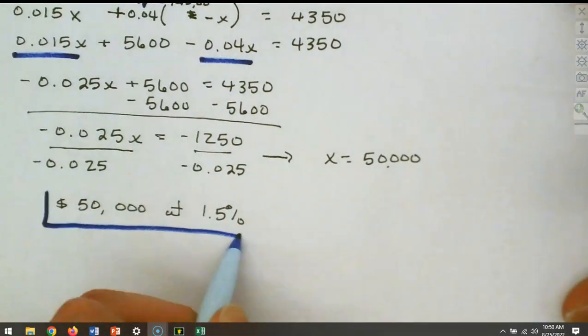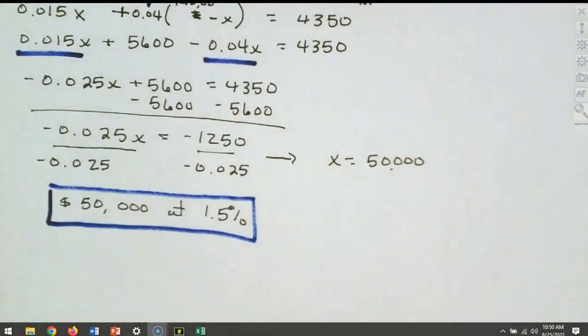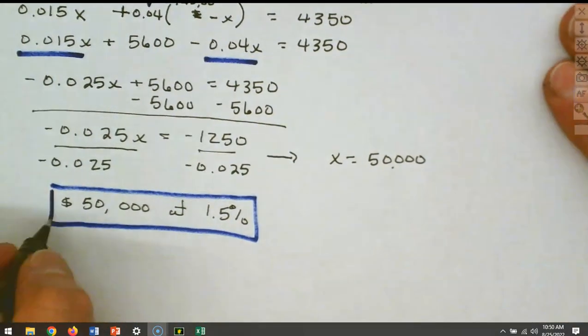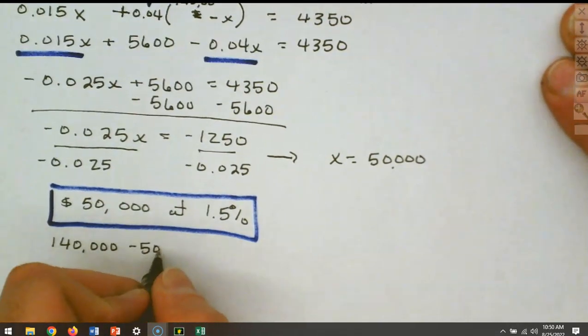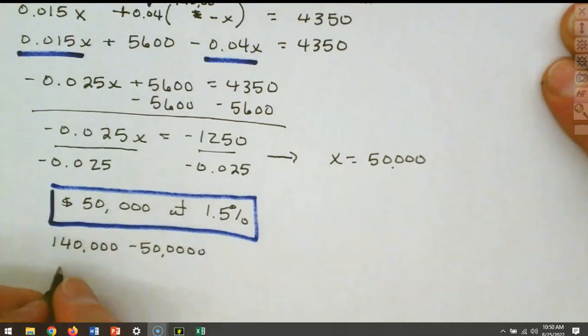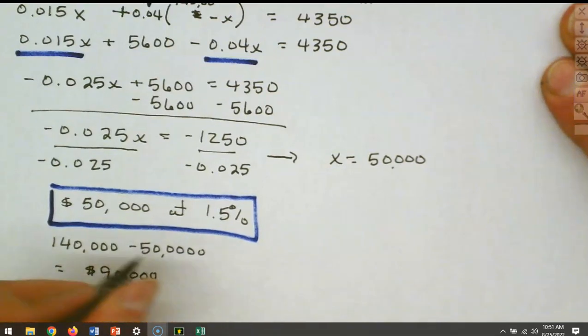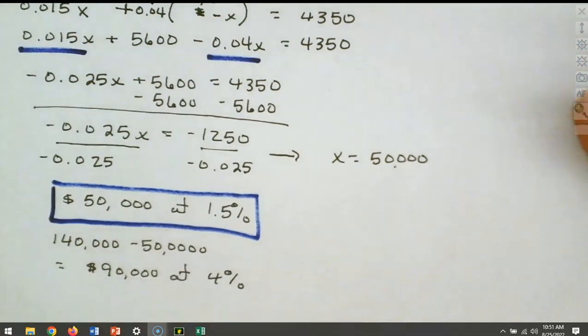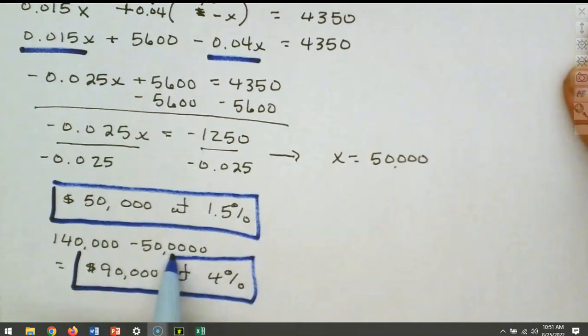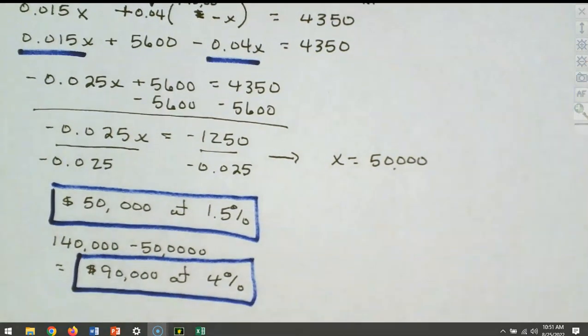And what about the other one? Okay, we need to get the other one, and the other one is the total minus x. So the other one is 140,000 minus that 50,000. All right, and that then comes out to be $90,000. And that is at 4%. So we've got 50,000 and we've got 90,000. We labeled them with the correct percentages. Is everyone okay with how I did that now?